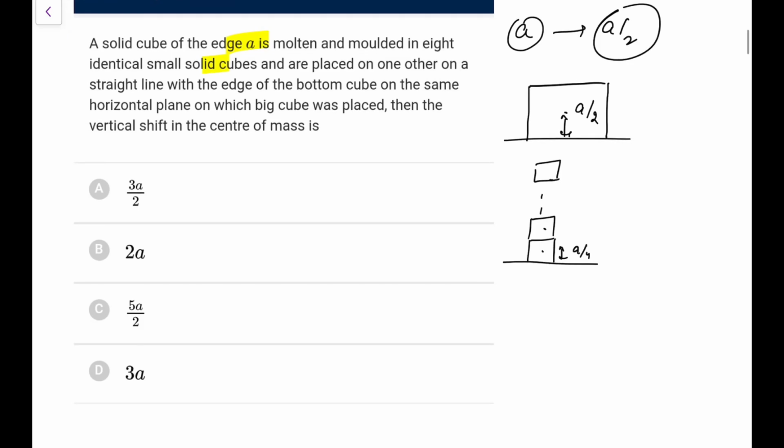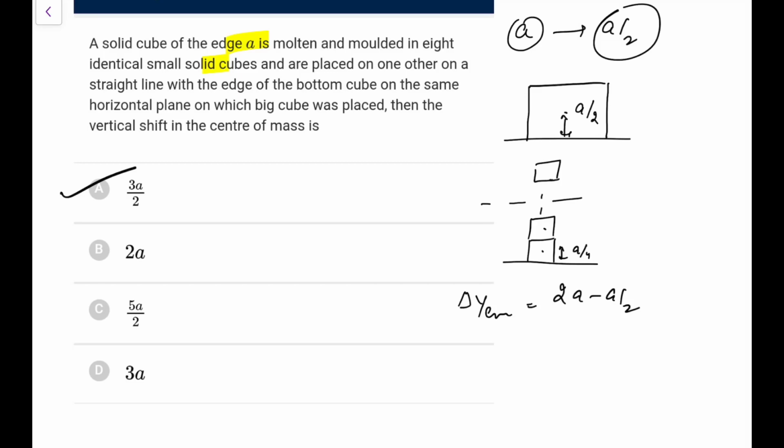Directly from the symmetry you can make out that the CM would be at the end of the 4th cube, which means at 2A. If you solve it, you will also get this. You can directly take the midpoint as 2A height. You have to find the shift, so 2A would be the final. So it would be 2A minus A/2. So the shift is going to be 3A/2.